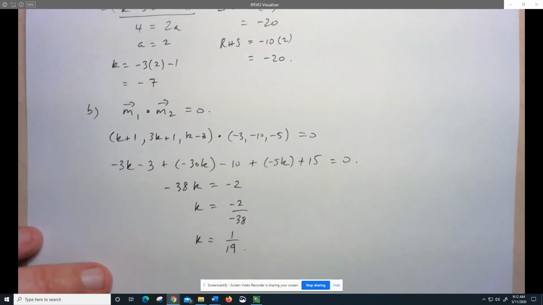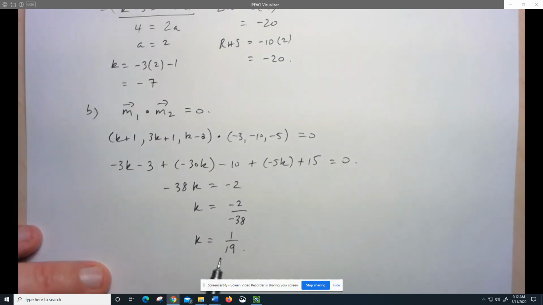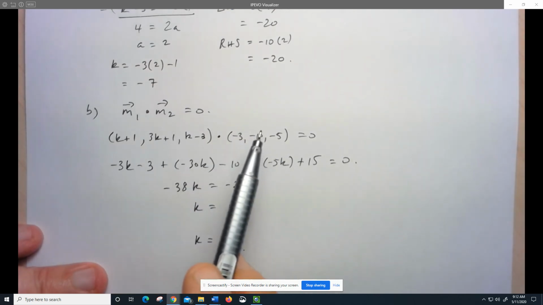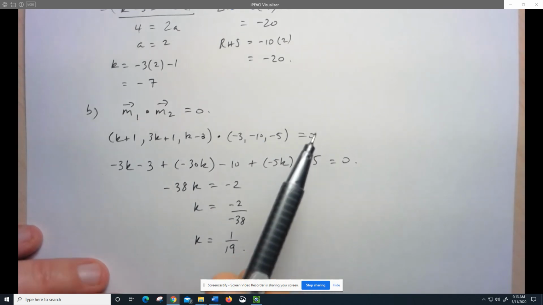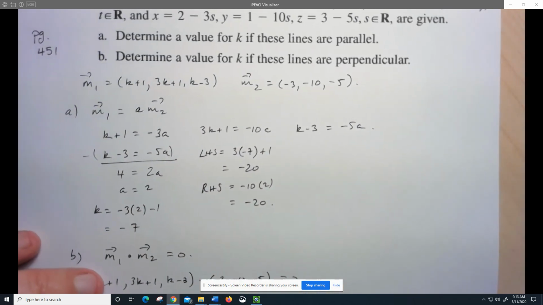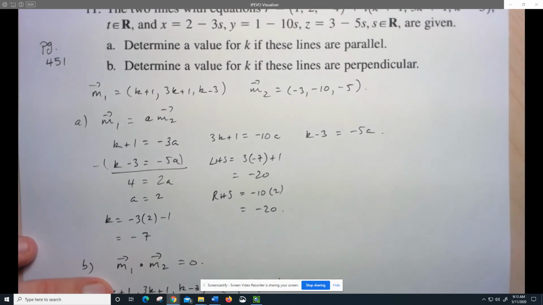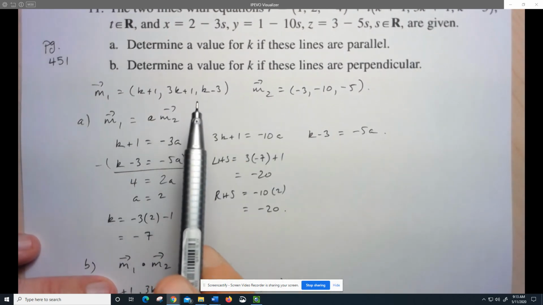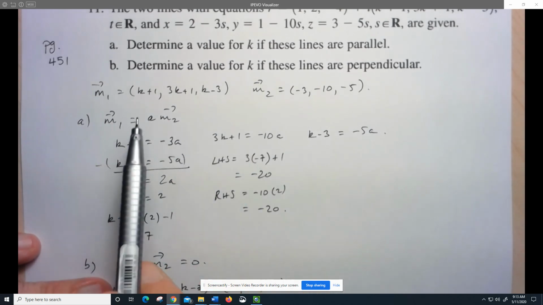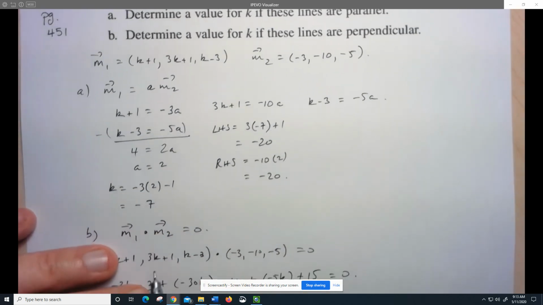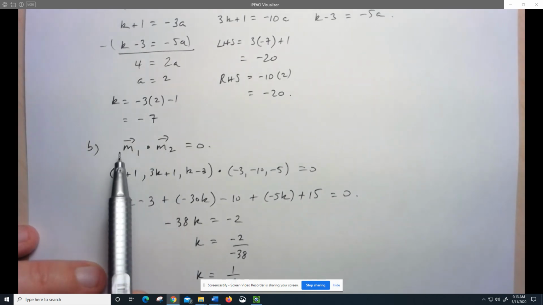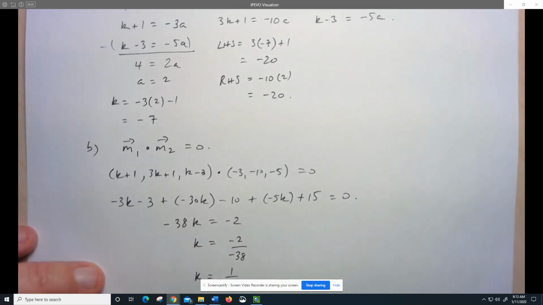So we find here that there's only one k value that would make these two lines perpendicular, and that's what makes the dot product of the direction vectors equal to 0. Again, just to recap, when you're looking for lines being parallel, the direction vectors have to be scalar multiples of each other, and for perpendicular, the dot product of the direction vectors has to be 0. Okay, that's it for this one.